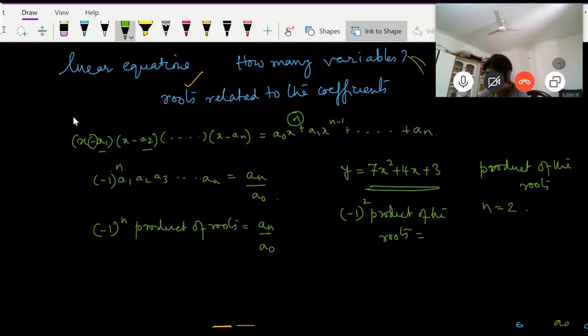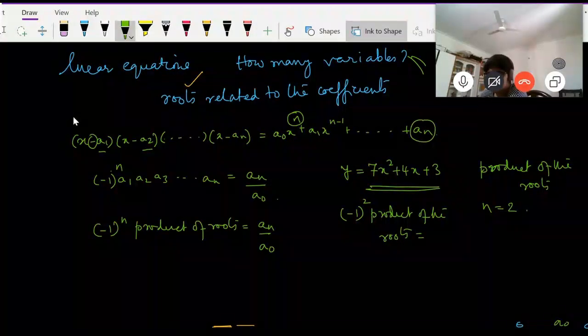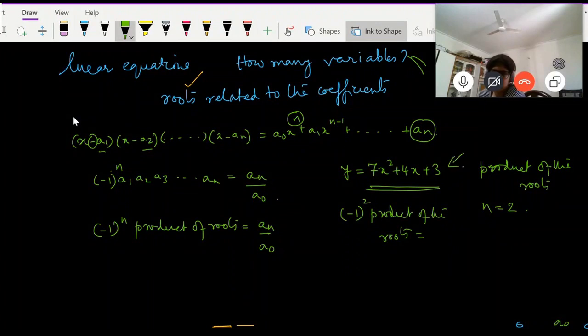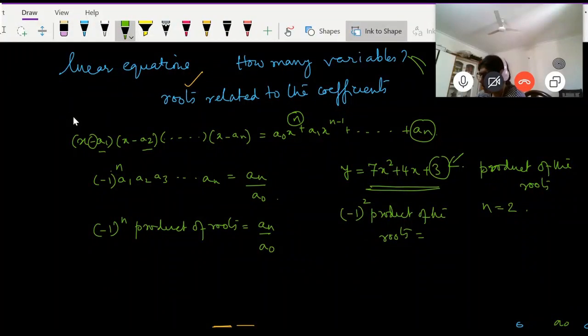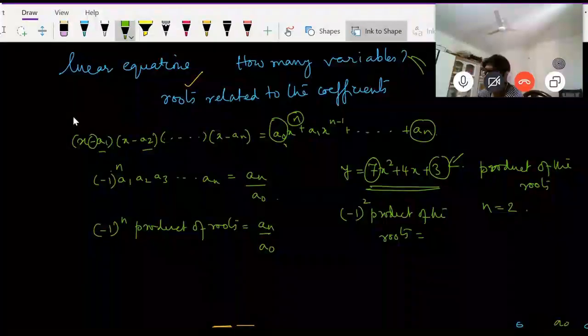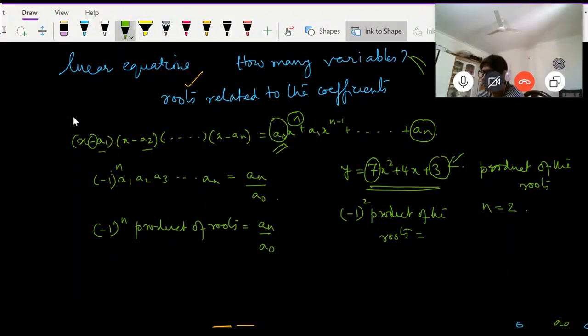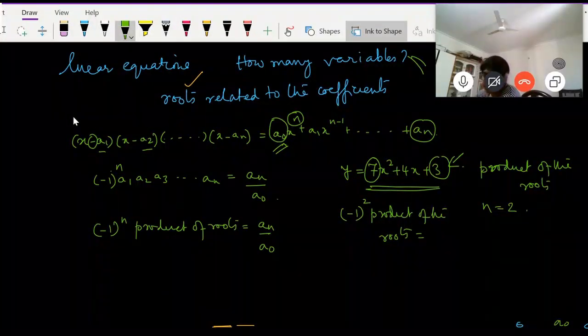What is a0 here? What is an here? An was the constant term. What is an here? 3. What is a0 here? A0 is the coefficient of the highest power of x. Not 7x, just 7, the coefficient. See, A0, A1, A2 all are constants. So these are the coefficients.